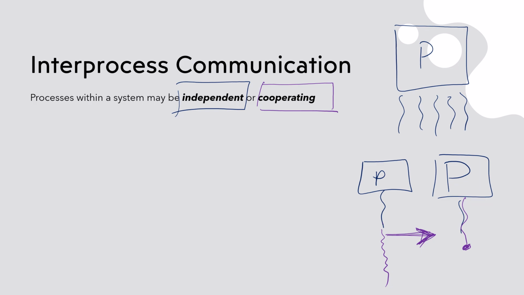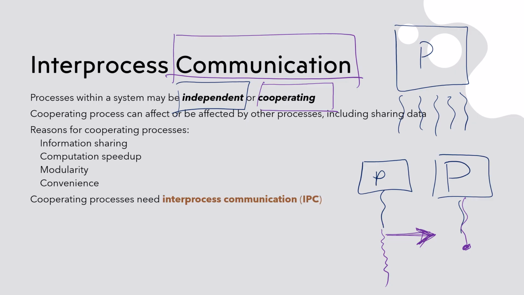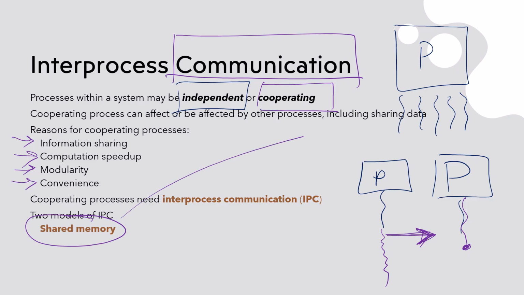If you do have cooperating processes, they need to communicate. Reasons to communicate, obviously: share information, speed up, more modular, convenience. There are two ways in which they can communicate. The first way is by sharing memory. Threads of the same process share memory. Most of the time, processes do not share memory.